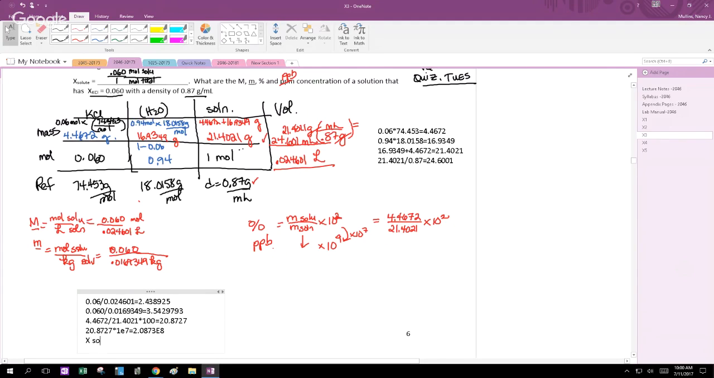I wanted to calculate the mole fraction of my solvent. How would I do that? Absolutely. So we were given 0.06 as my mole fraction, so apparently 0.94 for the solvent.